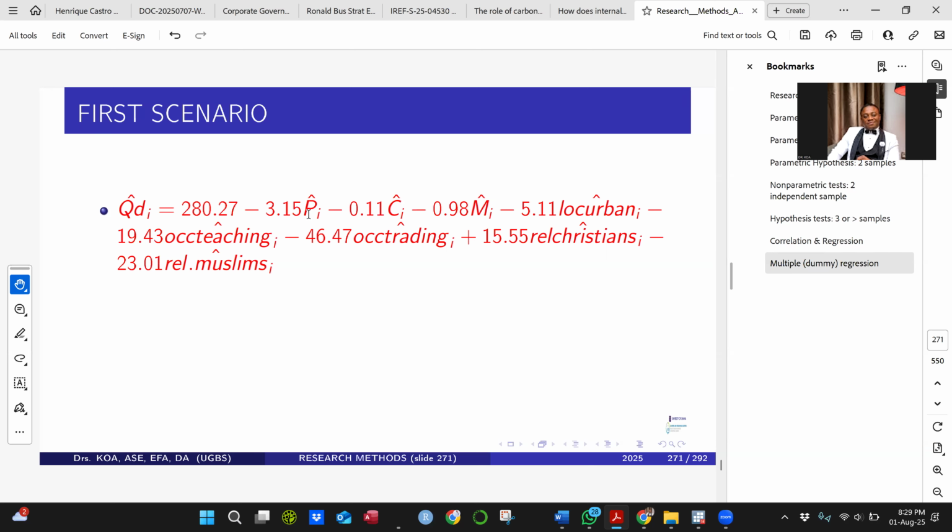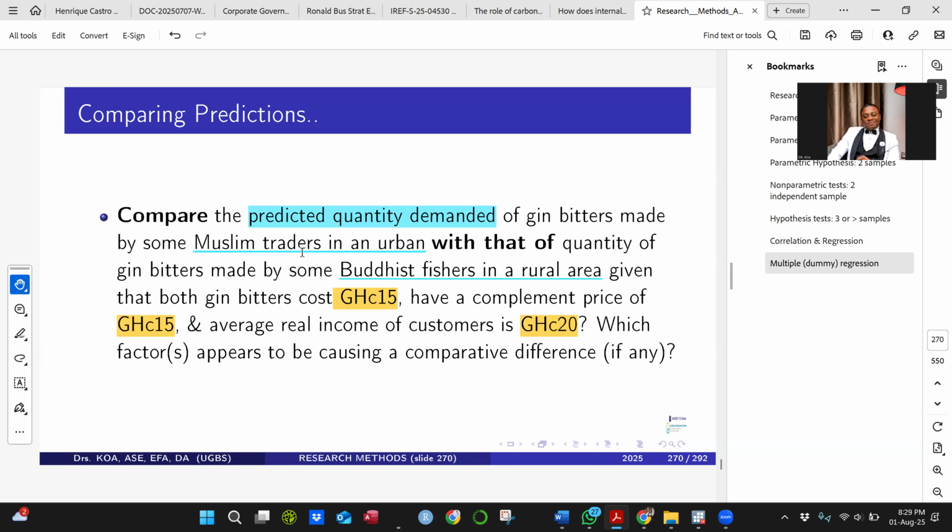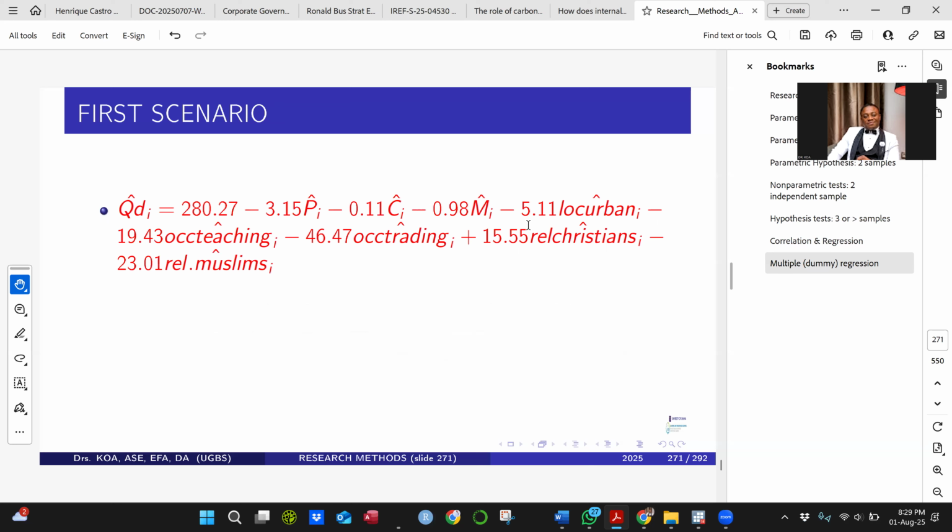15. Very good. What will be the value of C? 15. What will be the value of M? 20. What will be the value of the urban dummy? 1. I love that. Remember the story. For those of you who don't know, we are talking about Muslim traders in an urban area. I just hope that you, the one talking, are saying it from your head. Are you saying it from your head? Yes, sir. Can you tell us why it is 1?